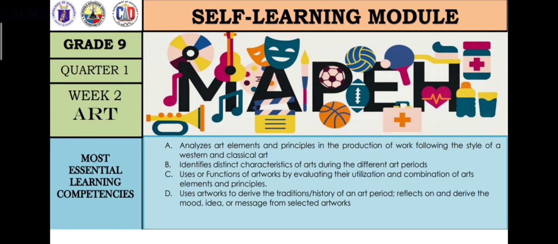Today is our week 2 in art education. Our most essential learning competencies are the following. Analyze art elements and principles in the productions of work following the style of Western and classical art. Identifies distinct characteristics of arts during the different arts period. Uses or functions of artworks by evaluating their utilization and combination of arts elements and principles. Uses artworks to derive the traditions, history of an art period. Reflects on and derive the mood, idea, or message from selected artwork.